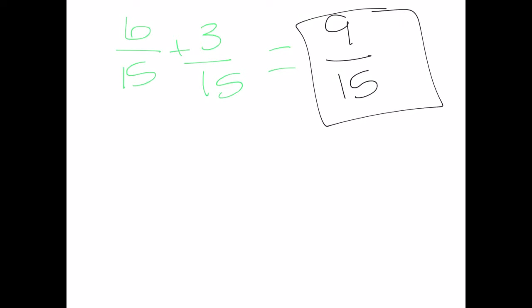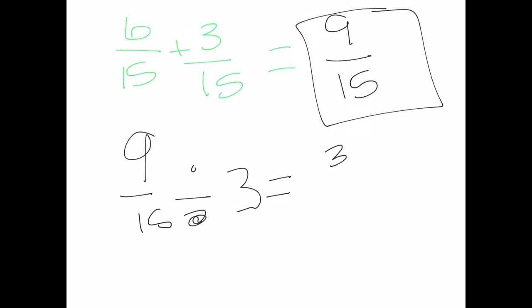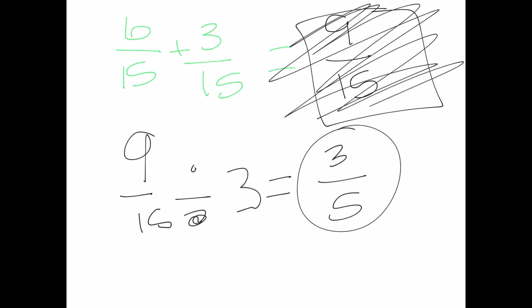Okay, so forget that answer right there. 9/15ths divided by 3 would equal 3/5, and there's your simplest. So forget about this one right here because that is not simple.